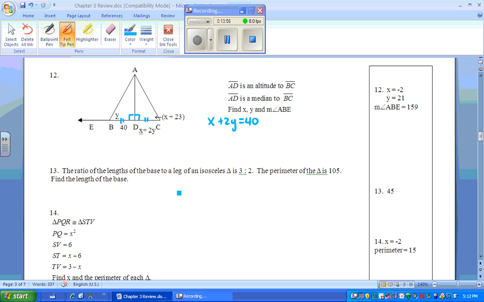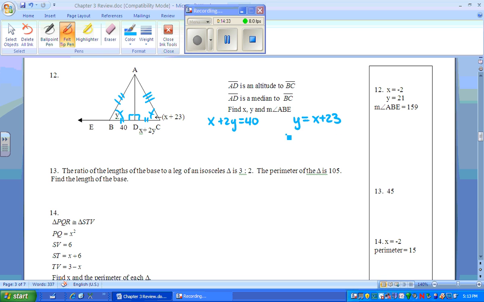And now I'm stuck. But what else do I know is something we learned, and I hope you take out of this class, if it's one of the 10 things that you learn: if the line from the vertex to the base is both an altitude and a median, that means this triangle has to be isosceles. Which then, if this triangle is isosceles, you know if sides, then angles. These 2 angles are congruent. So I can set y equal to x plus 23 for my second equation.